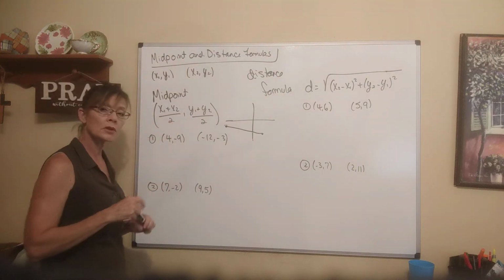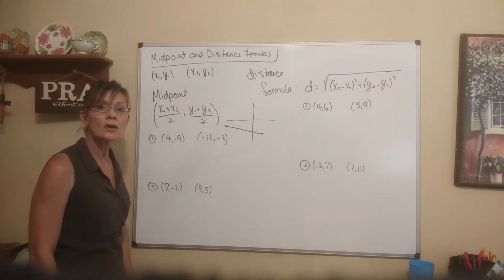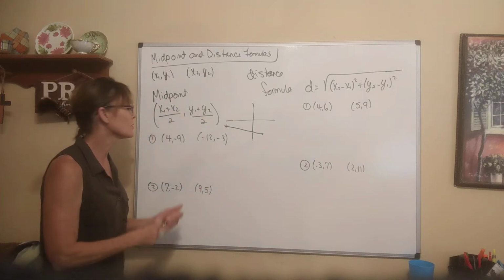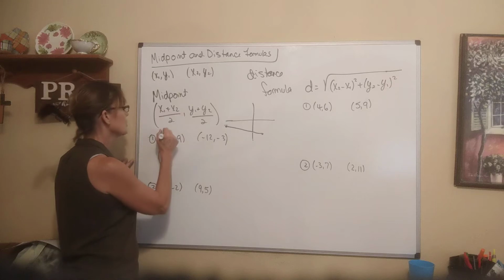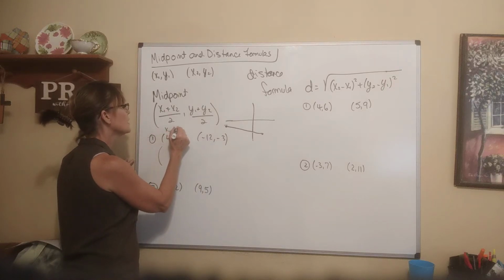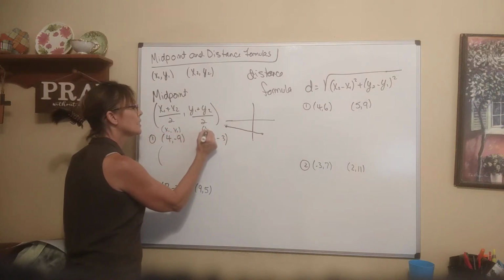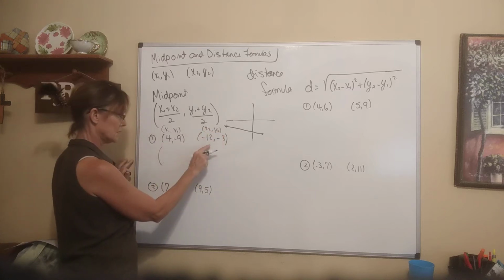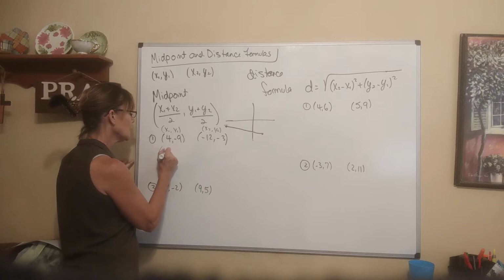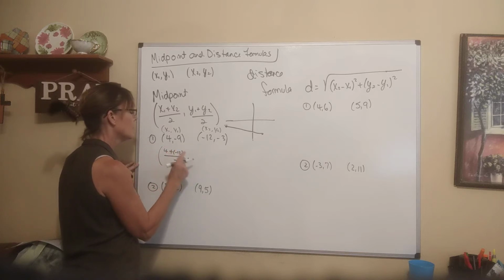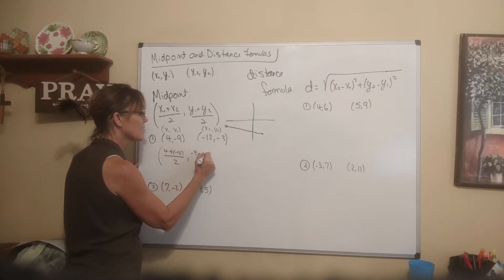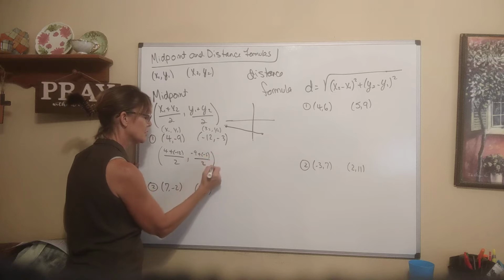Now keep in mind, when you're looking for a midpoint, your result is going to be 2 numbers because it's a point: an x coordinate and a y coordinate. So it goes like this. You could label these x1, y1. When you're first learning how to do this, it's a really good idea to label these. So x1 plus x2 is 4 plus -12 divided by 2, and y1 plus y2 is -9 plus -3 divided by 2.